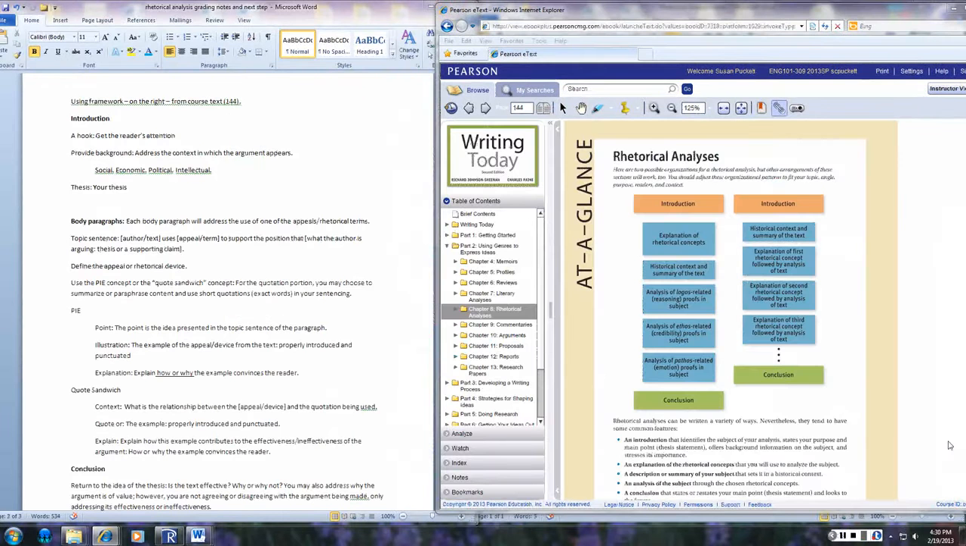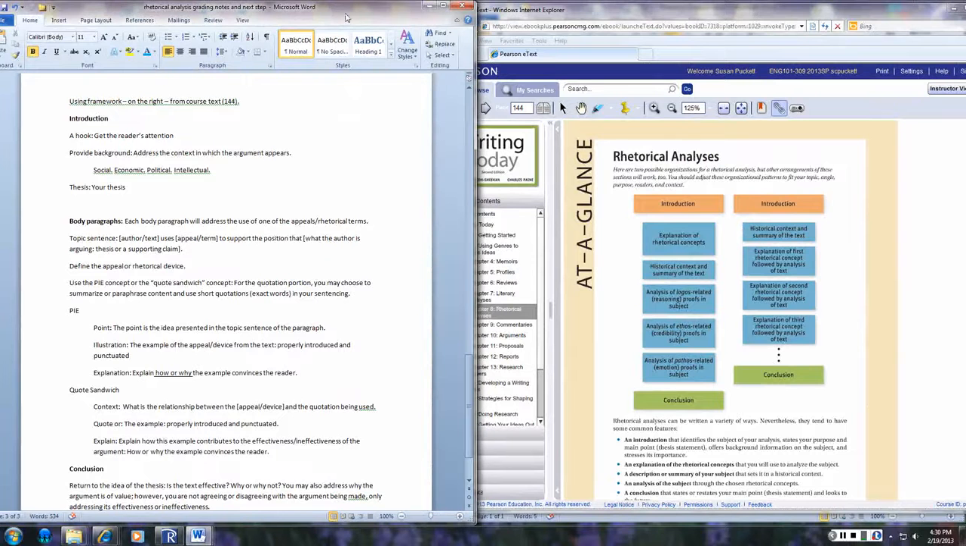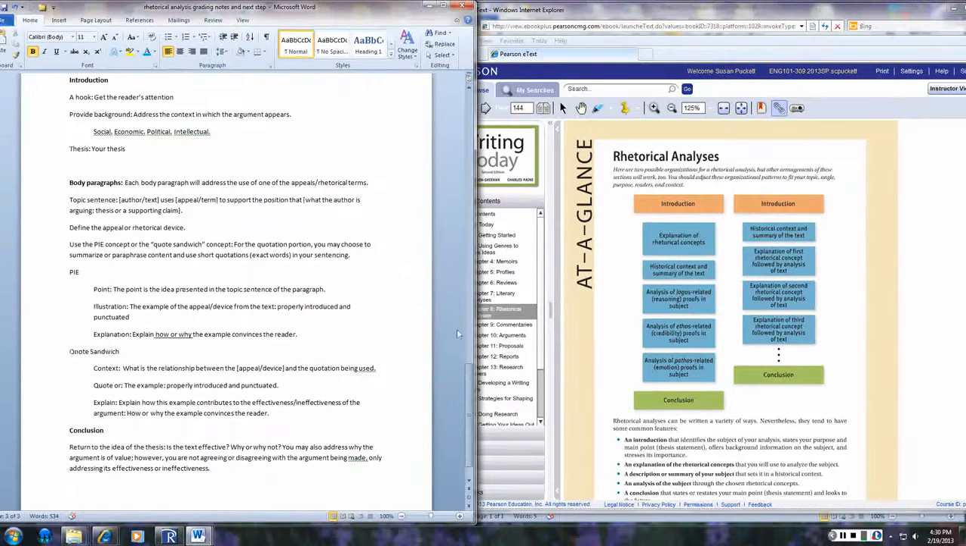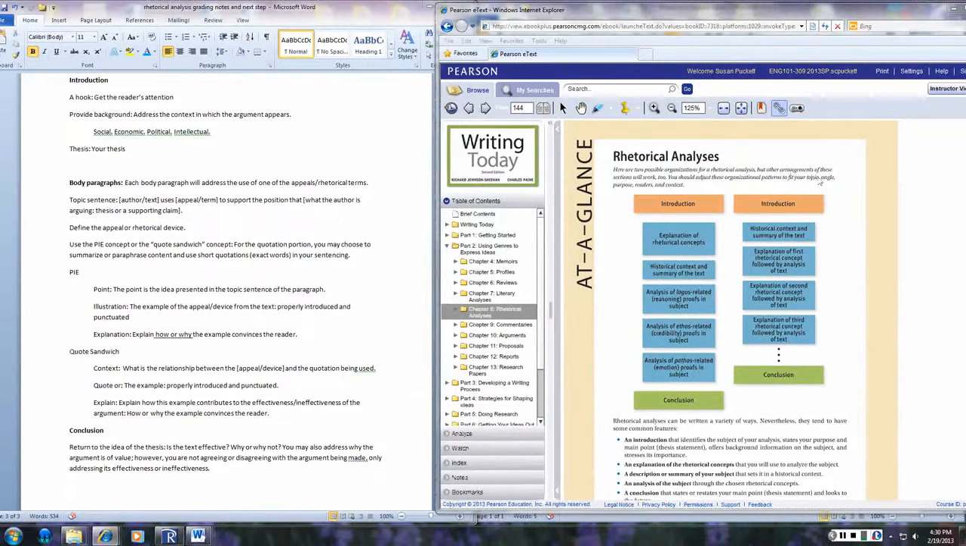Now, I'm recommending that when you draft your paper, you use this format on the right, just because it's a little more clear-cut and easier to follow for the writer and often for the reader. So look at what it suggests. You have an introduction that identifies the subject of your analysis and offers background information, historical context.